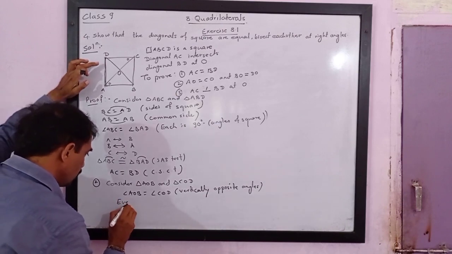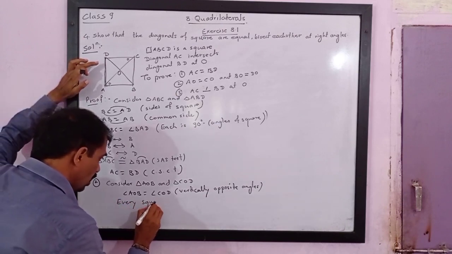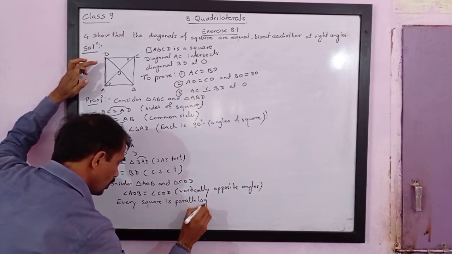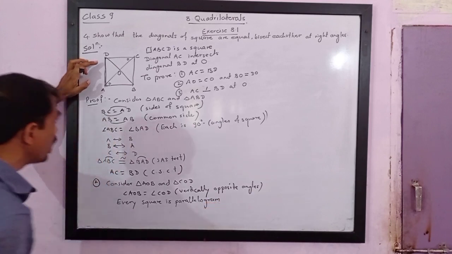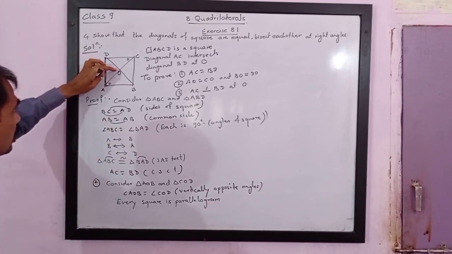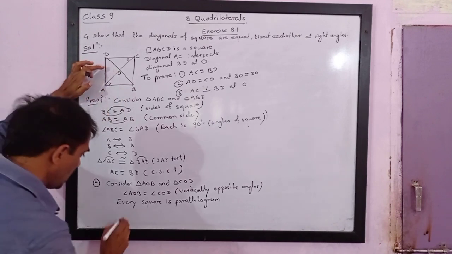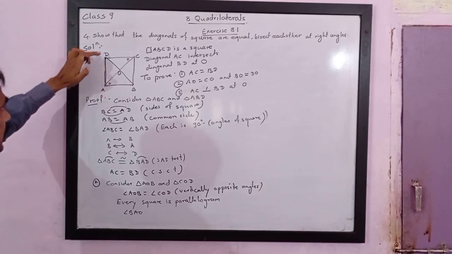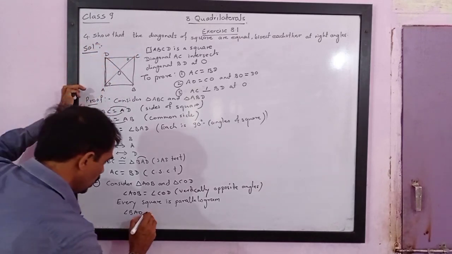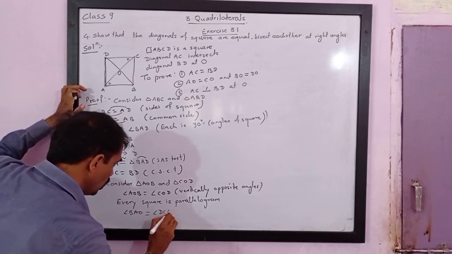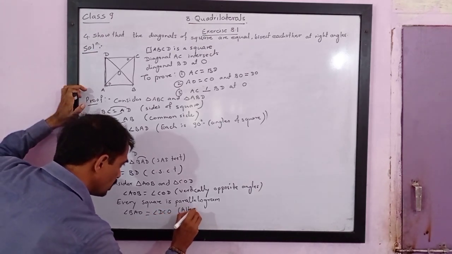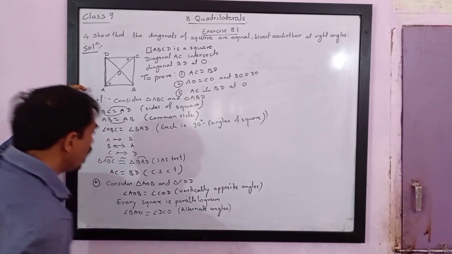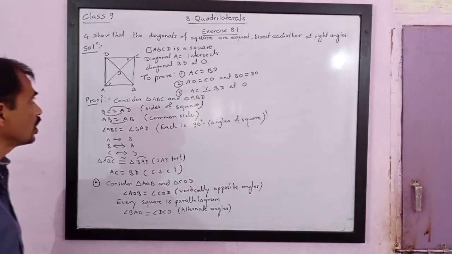Here we can say that every square is a parallelogram. Opposite sides of a parallelogram are equal. It means angle BAO is equal to angle DCO. The reason is alternate angles. Alternate angles formed by parallel lines and a transversal are congruent.